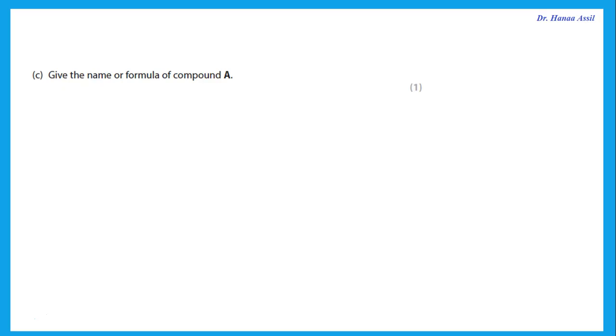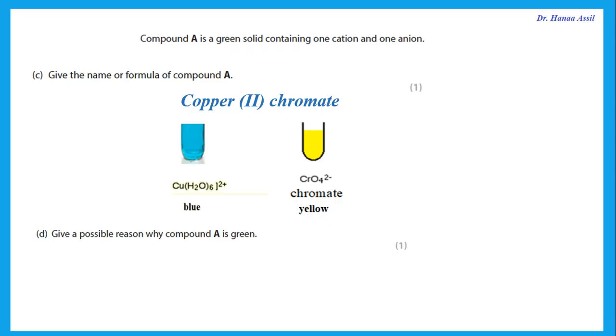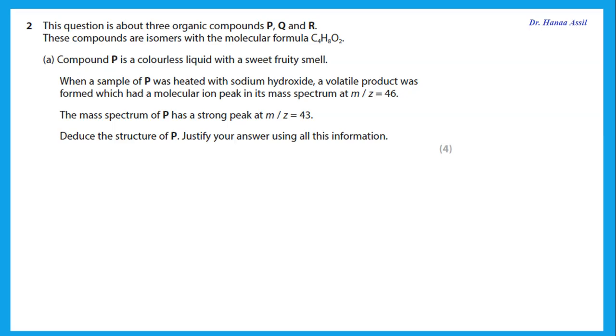Give the name or formula of compound A. What was compound A? That was the green solid that had 1 cation and 1 anion. We had already decided that the cation is copper 2+ and the anion is chromate, so the compound is copper 2 chromate. Give a possible reason why compound A is green. We said it's green because the blue color and the yellow color together are seen as green.